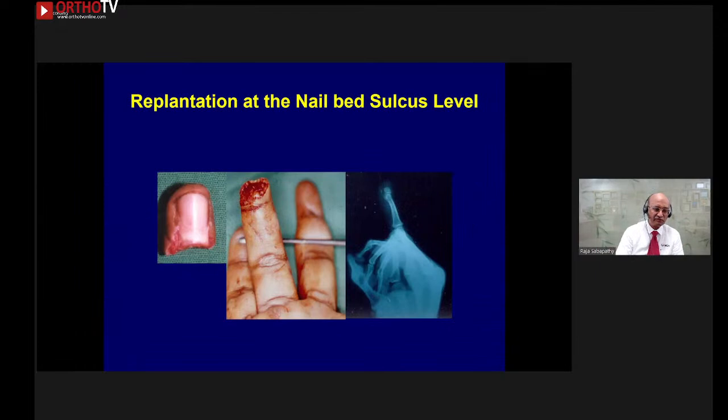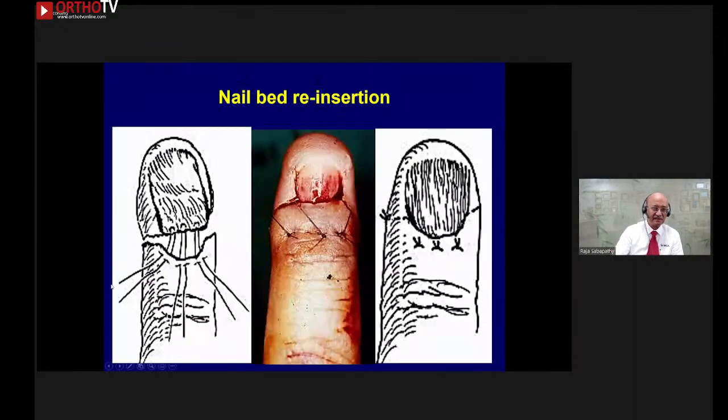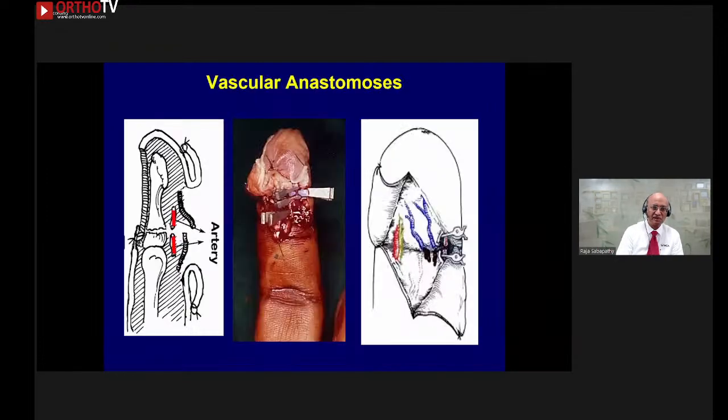So what do you do if you want to do this technique at the sulcus level? The nail bed is not there. So what we do is we take these types of stitches, horizontal mattress stitches, and then go ahead and do the same thing. Here again, we have not used a K wire, and we sutured only the nail bed.